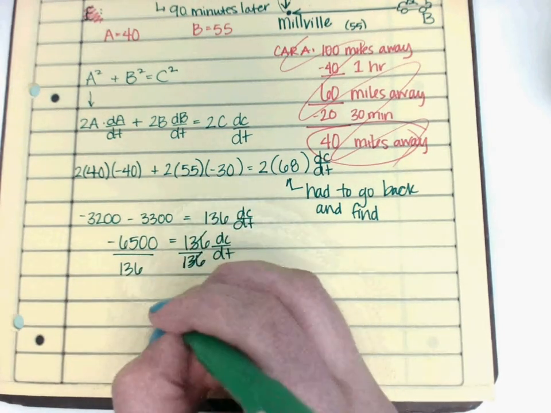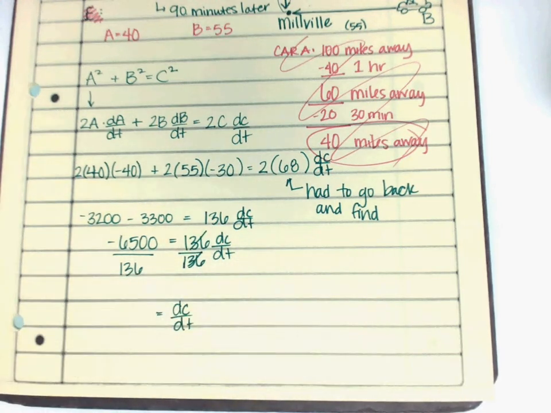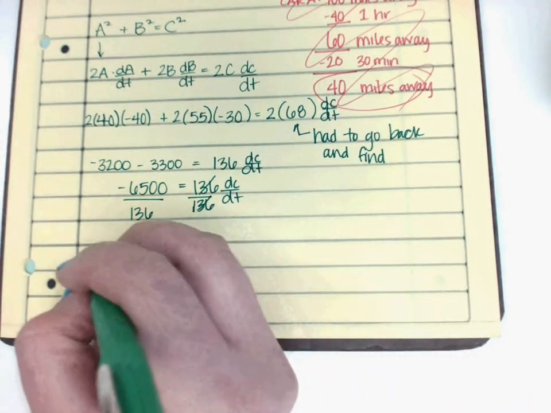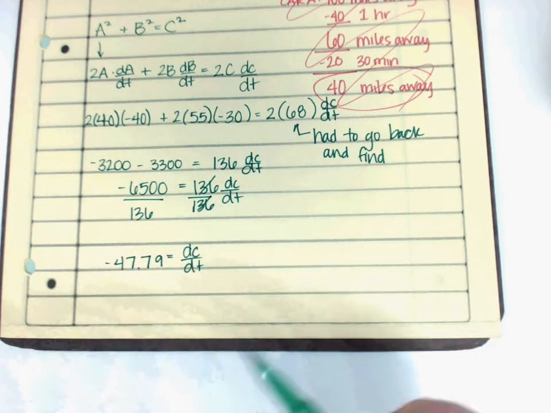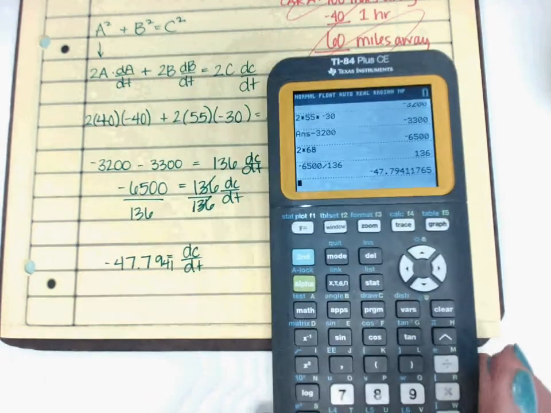Is it odd to you that dC/dt came out to be negative? No. Why not? What is happening to the cars and their distance? Decreasing because they're getting closer and closer. Okay? Negative 79.41. There's the number right there.